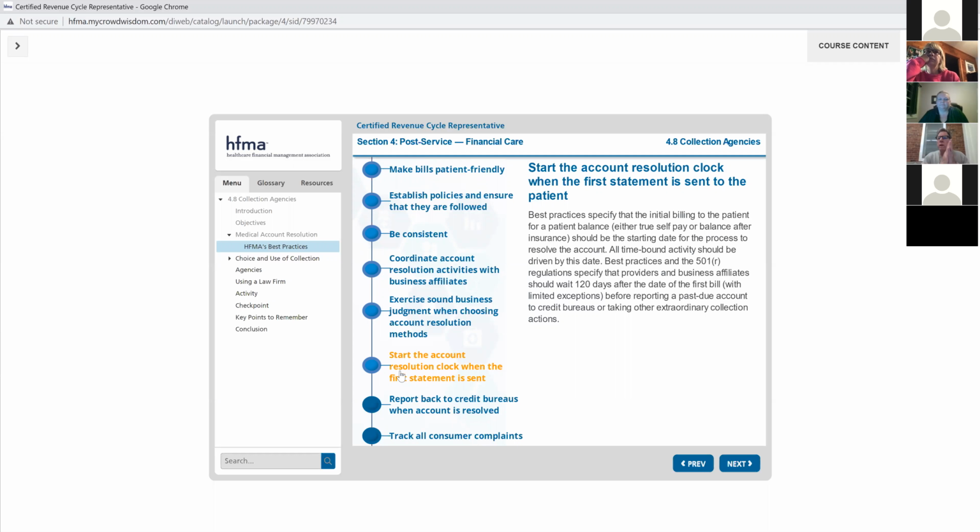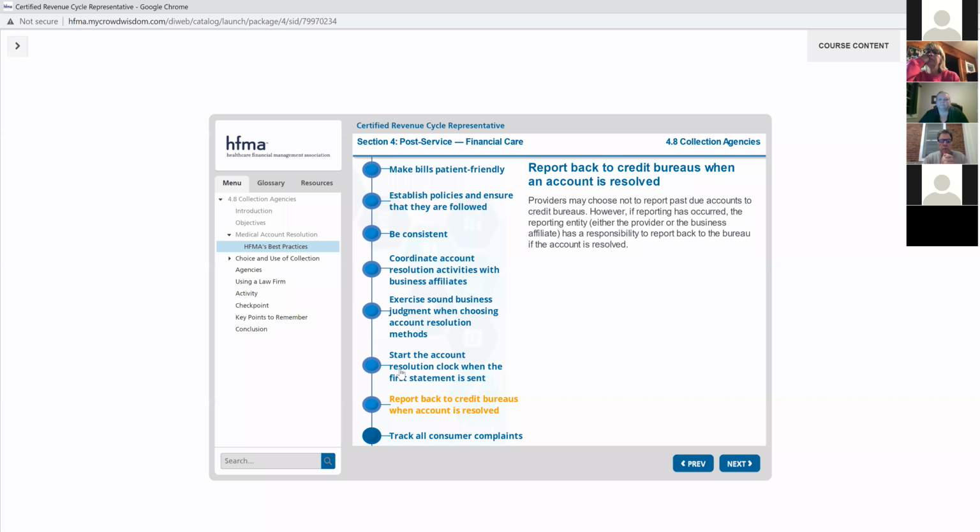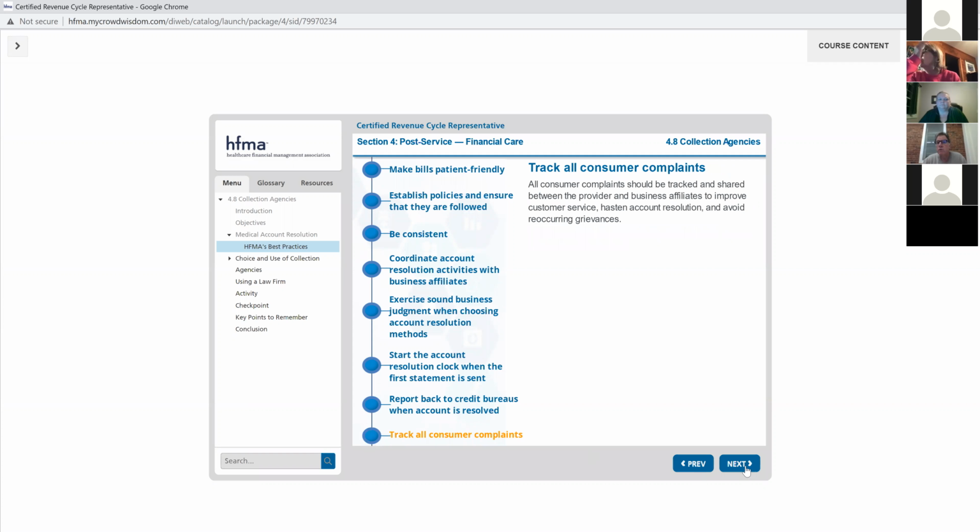Report back to credit bureaus when the account is resolved. Make sure that if the patient does pay, and you have reported to the credit bureaus or the collection agencies, that you communicate with them. And then track all your consumer complaints. All complaints should be tracked and shared between the providers and business affiliates to improve customer service.